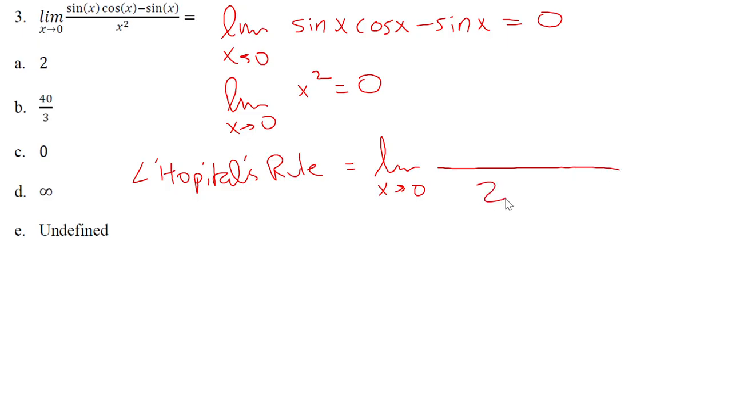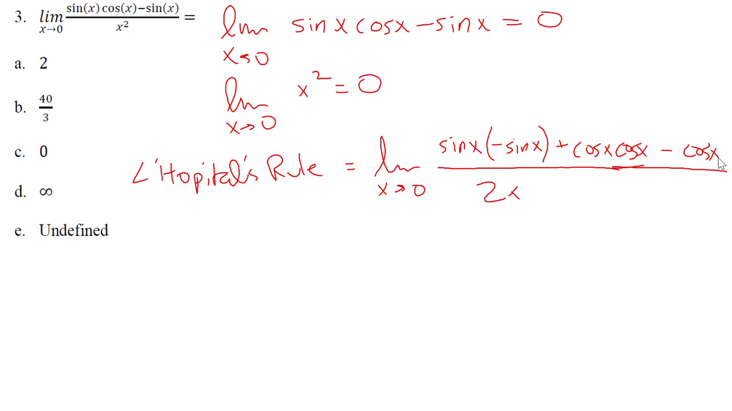and take the derivative of the top and the derivative of the bottom separately and write a new limit. So the derivative of the bottom is really easy, right? The derivative of x squared is just 2x. But the derivative of sine x cosine x minus sine x is a little bit longer. The sine x cosine x part is going to require the product rule. So that'll be sine x times the derivative of cosine x, which is negative sine x, plus the derivative of sine x, which is cosine x, times the cosine x. And then we'll subtract from that the derivative of sine x, which is cosine x.